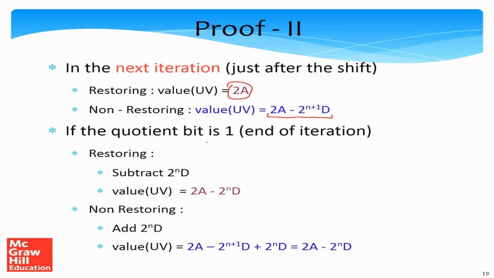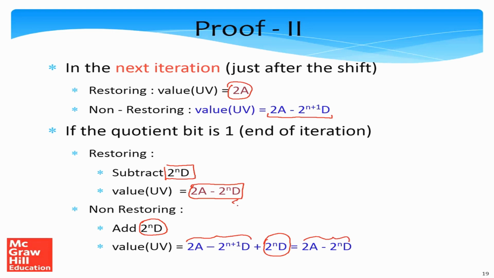Now at the end of this iteration, if the quotient bit is 1, then we will subtract 2 to the power n times d in the restoring algorithm to get the value of uv, discounting the quotient bits, of course, as 2a minus 2 raised to the power n times d. In the non-restoring algorithm, we will add 2 to the power n times d. So what we will get is 2a minus, so this is what we began with, 2a minus 2 to the power n plus 1 times d. Since we are negative, we'll add 2 to the power n times d. So what we will get is this.